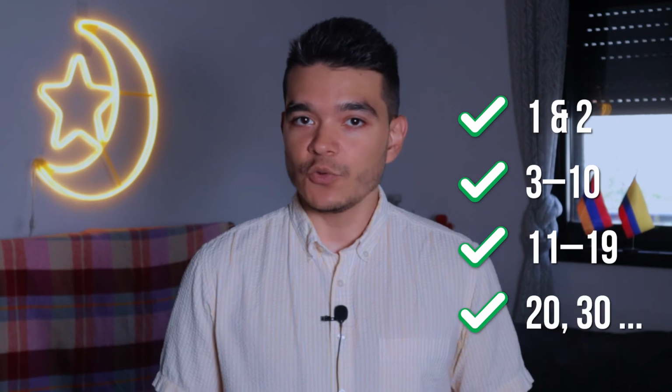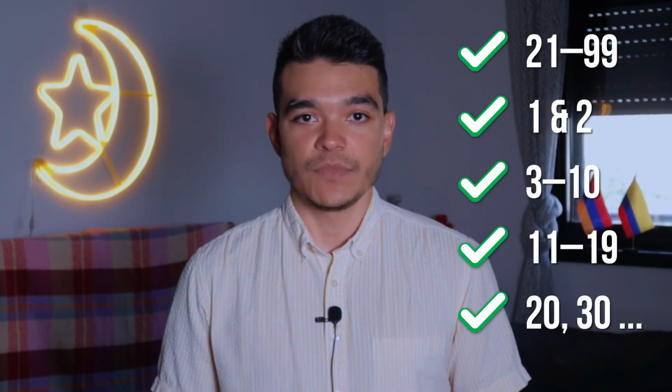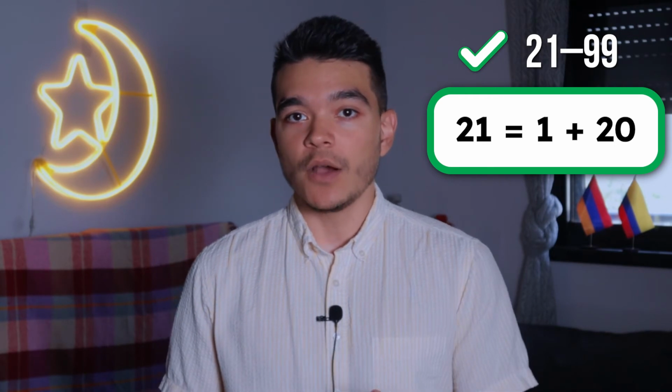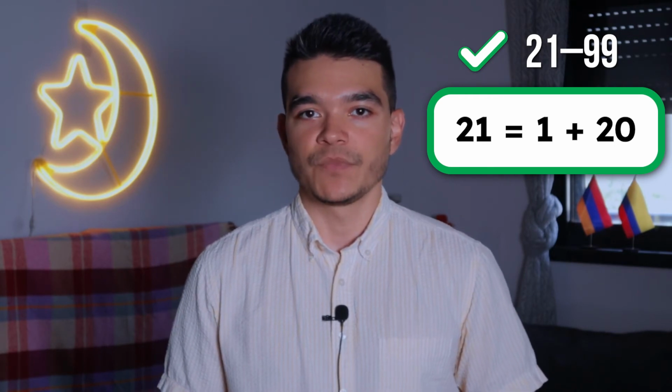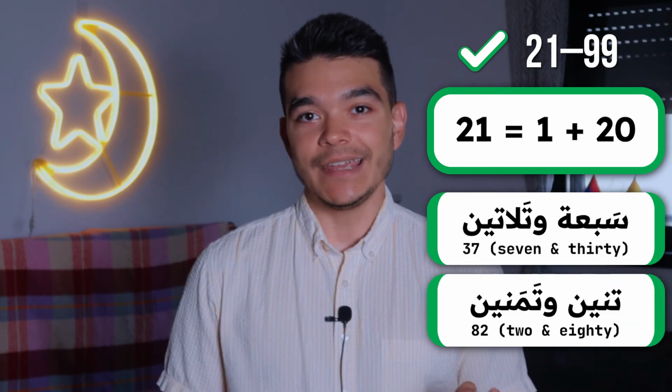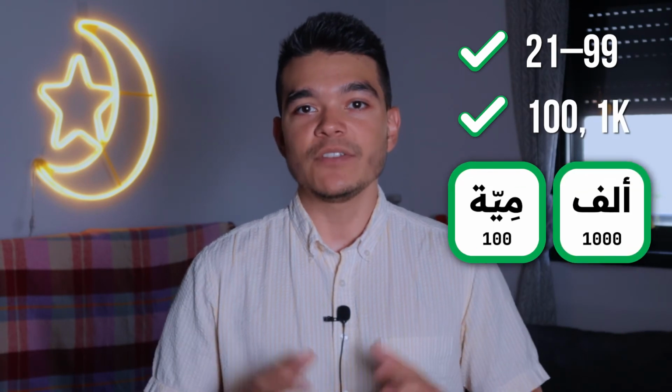So now that we know 1 through 20 and the multiples of 10, making the remaining numbers until 99 is easy. You say the number from 1 to 9 first, and then the multiple of 10, using wow to link every individual part of the number. 37, 82.